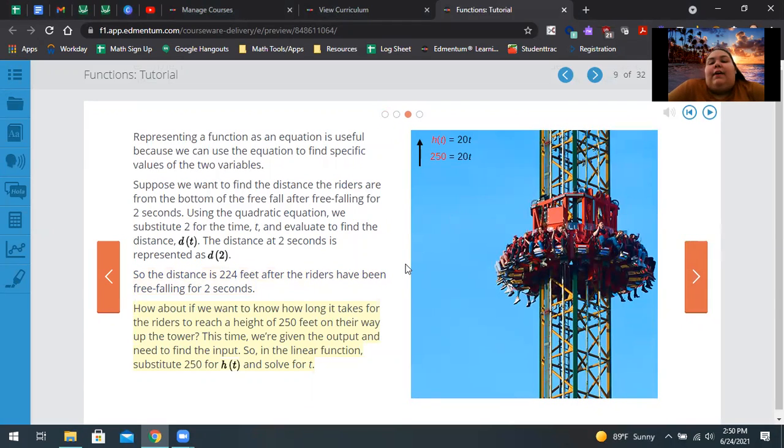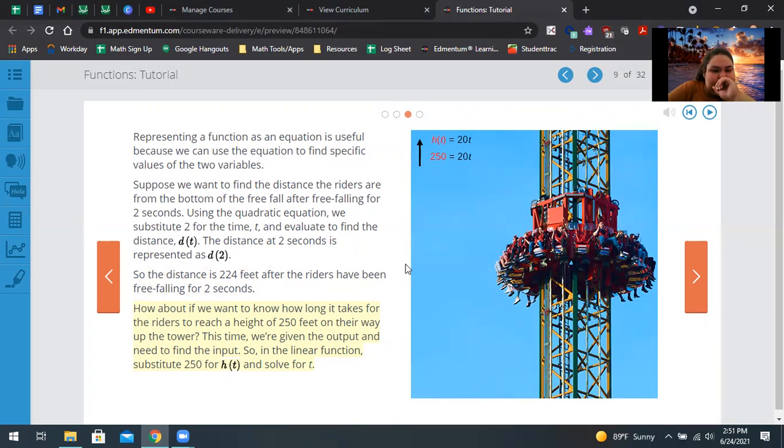So what happens if I want to go in reverse? I know it didn't make that much sense when I was describing the input and output, because what happens if I give you the height and you find what time you are at that specific height? That's what they're actually doing here for you. I'm reading that last paragraph: how about if we know how long it takes for the riders to reach a height of 250 feet on their way up the tower?